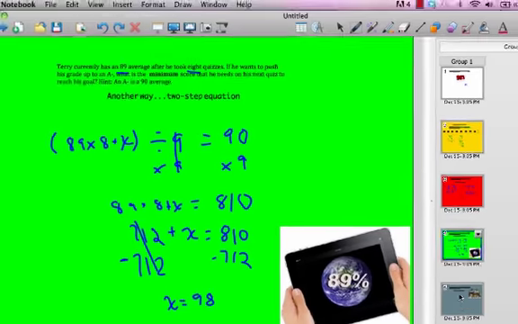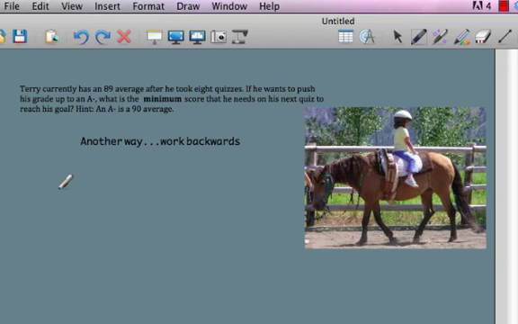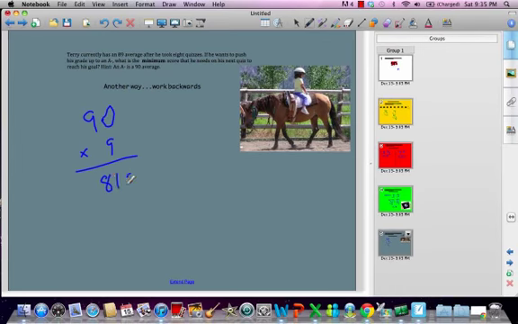And then one final way we could work backwards here. You could just say to yourself, well, rather than do all that equation stuff, that's confusing to you, I know that I need 90 times 9 quizzes, and I need 810 points, and I already have 89 times 8 points. So how many more points do I need in order to get to the 810? Well, I need, as it turns out, the difference between 810 and 712, which is, again, 98.